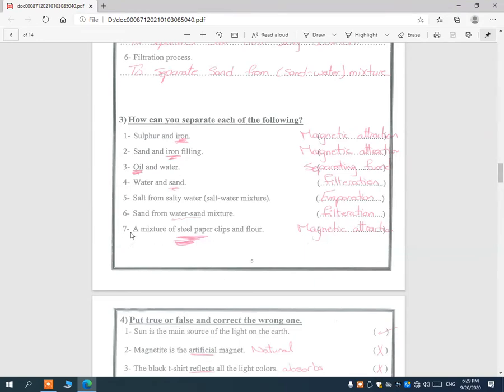Number 7, mixture of steel, paper clips and flour. How can you separate the mixture of steel, paper clips and flour? By magnetic attraction, of course, because we have steel paper clips which will be attracted to the magnet.